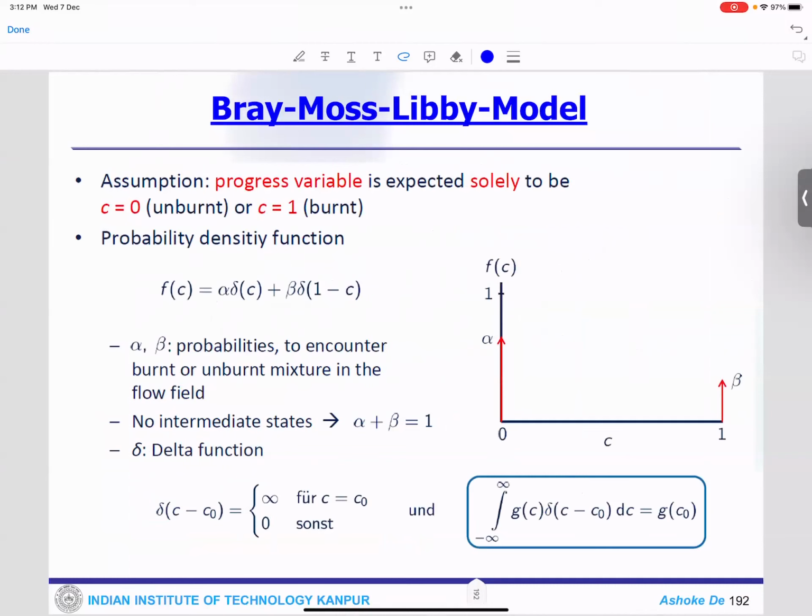How you do that is you provide a delta function, which takes care of the states, since the progress variable C will vary between 0 and 1. In between that, you will have this definition of the probability density function using the delta function. The idea here is that you solve the transport equation and you can pre-compute the table, which we have talked about.